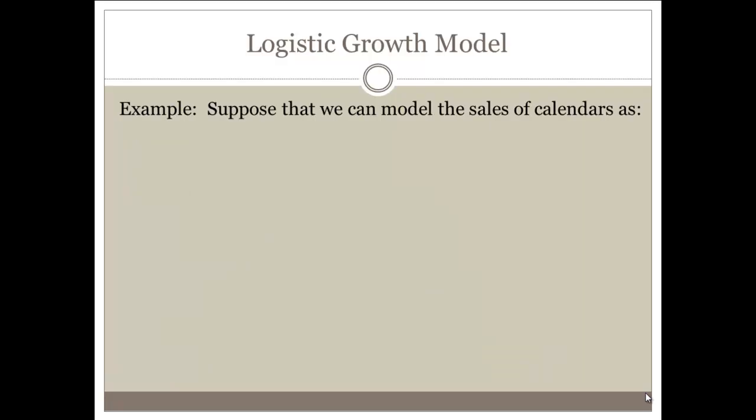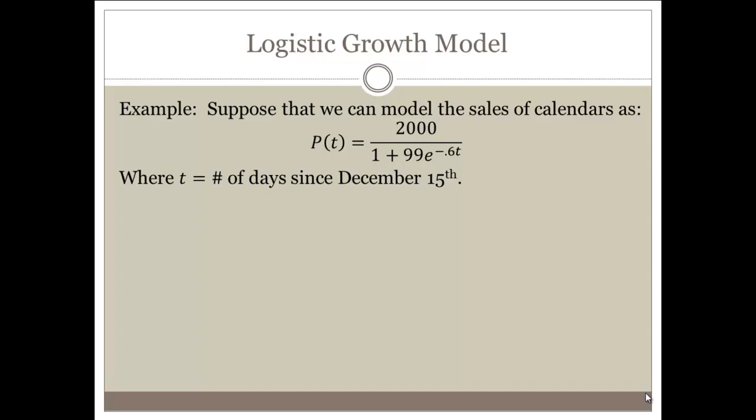Now let's look at an example. Suppose that we can model the sales of calendars as P of t equals 2000 divided by 1 plus 99e to the negative 0.6t, where t is the number of days since December 15th. Can we find how many calendars were sold by December 24th?